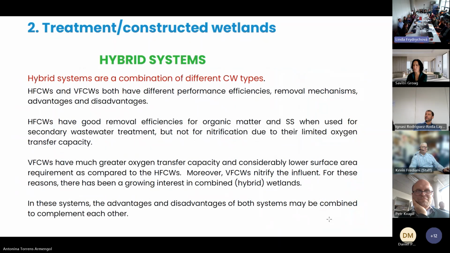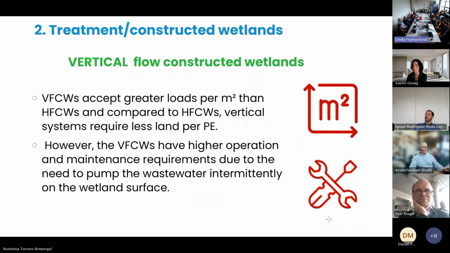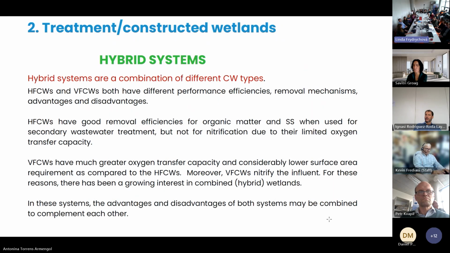Okay. What is very important is the square meters per person or per animal equivalent. That will be the key point in the design of these systems. And more and more we use combined systems, meaning vertical plus horizontal or horizontal plus vertical, etc., depending on the target pollutant that we want to remove.